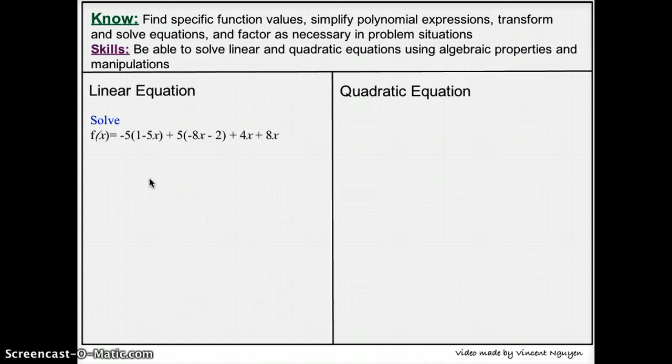So the most common thing that you usually do in a linear equation is to solve for it. So here you have a function that says f of x. So f of x is just another way to write y. Okay, it's just a different way for us to write it. f of x equals negative 5 times (1 minus 5x) plus 5 times (negative 8x minus 2) plus 4x plus 8x. So this is a very long expression.